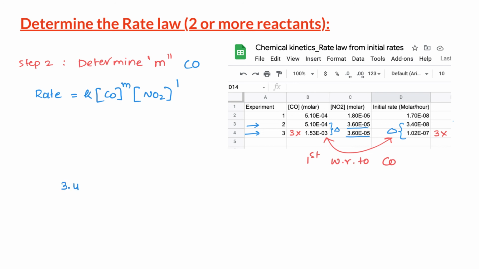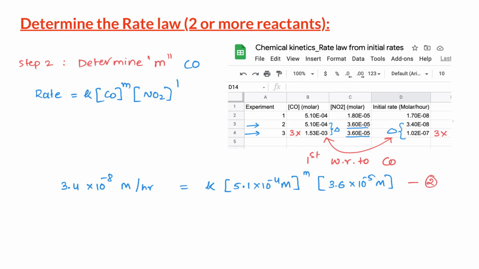Next, let us substitute the values of concentrations and rate from experiment 2 into the rate law equation above. For experiment 2, the rate is 3.40 times 10 to the minus 8 molar per hour. The concentration of carbon monoxide is 5.10 times 10 to the minus 4 molar, and concentration of NO2 is 3.6 times 10 to the minus 5 molar. This is the same equation from the previous slide with the n value written. Let us again call this equation number 2.